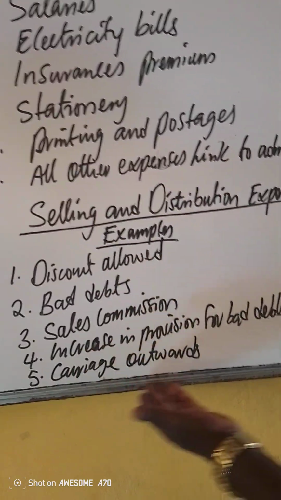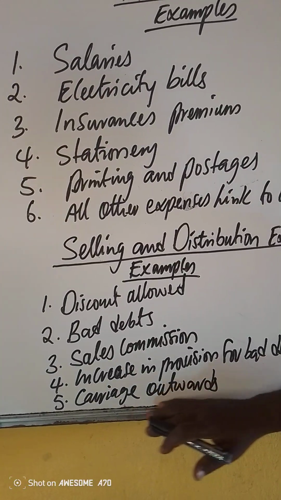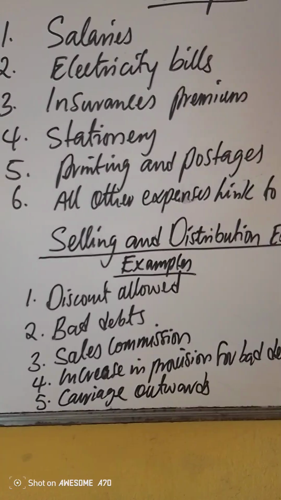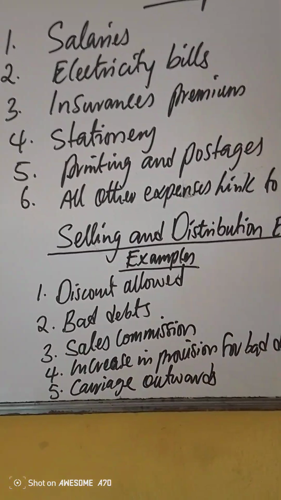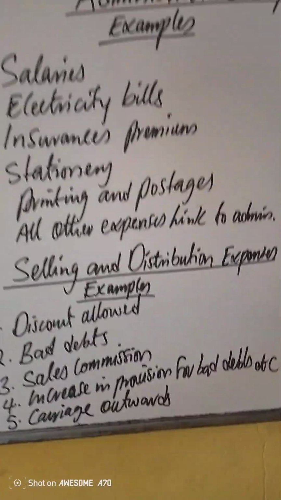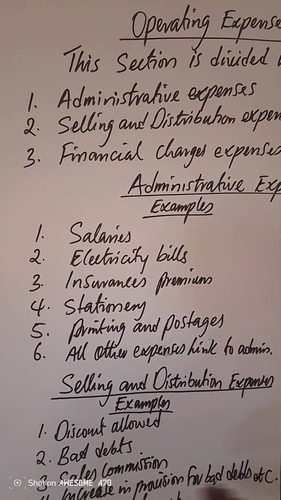We have what is called carriage outward. Carriage outward is the cost of transporting goods to the destination for customers. Nowadays businesses look for ways to encourage customers to buy their goods. So if a customer purchases goods and the business decides to deliver the goods to their point of destination, the transport cost of taking the goods out is referred to as carriage outward.